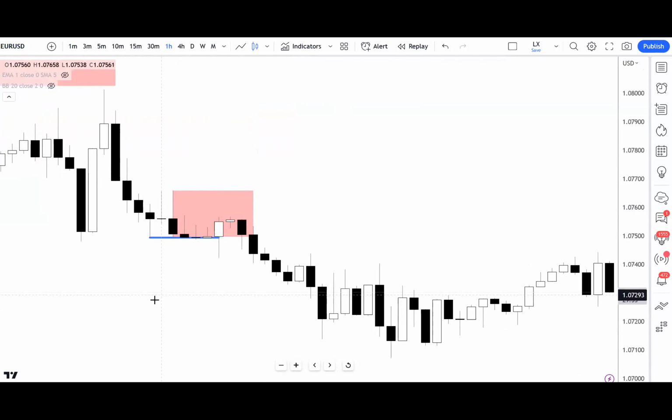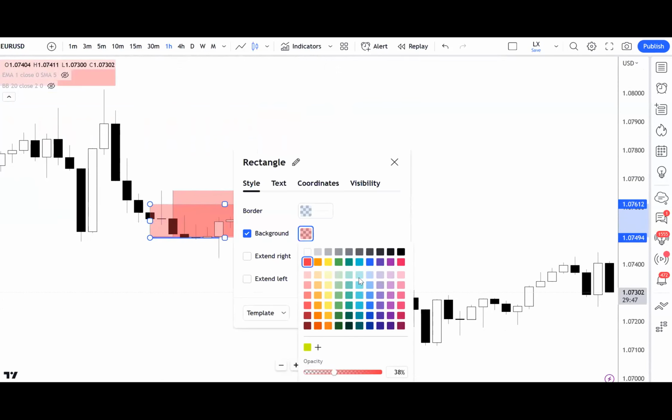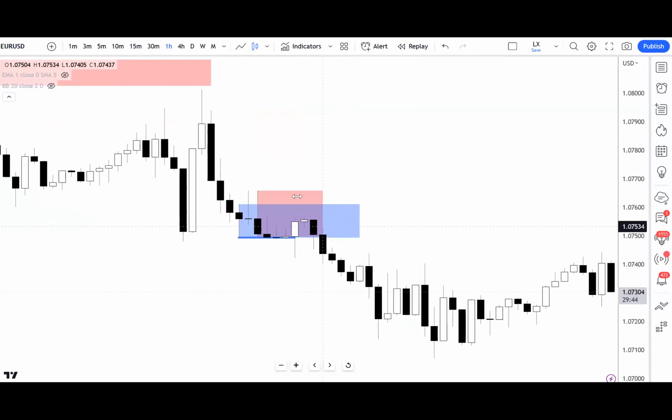So this is using the second method. If you want to just highlight this doji and extend all the way across, you can do that as well, right? You can see that the range that we have, using the different methods, is slightly different, based on which method you want to use, but that's the idea.